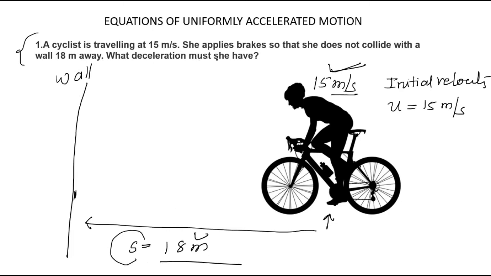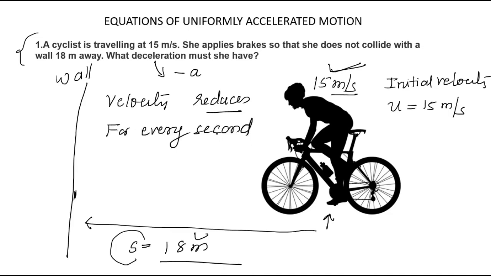What deceleration must she have? And what is deceleration? It's a negative acceleration, right? And why is it negative acceleration? Here velocity reduces. Obviously, when the brake is applied, velocity should reduce. And therefore, for every second, how much of velocity it reduces? That is what the acceleration is. Since velocity reduces, our answer should be negative. So we'll get the answer negative of some number meter per second square, right? I hope you have understood this properly.